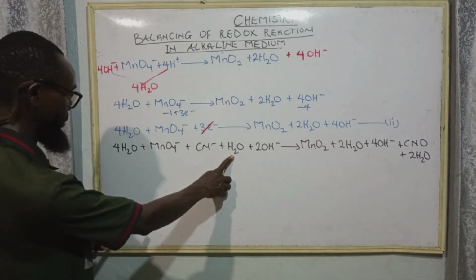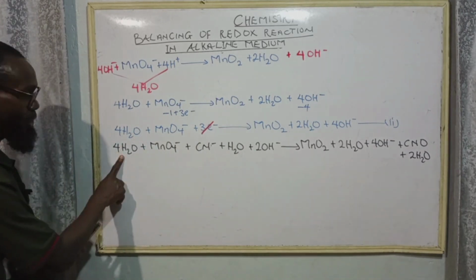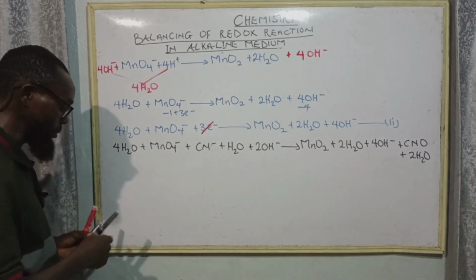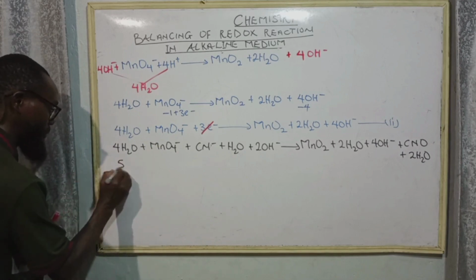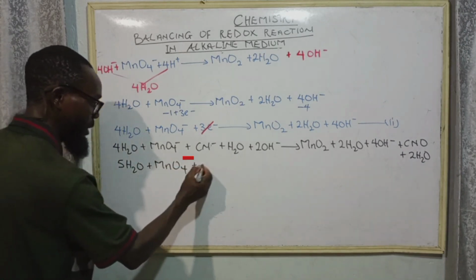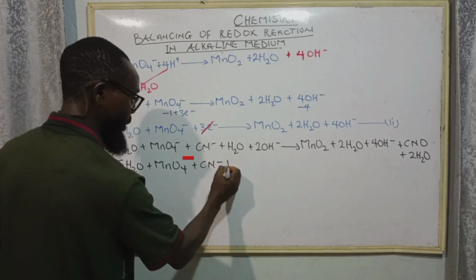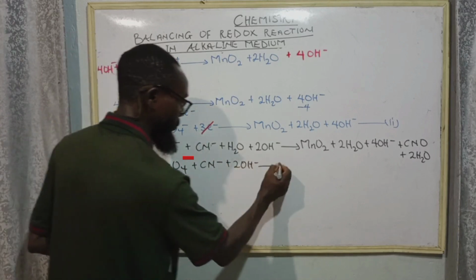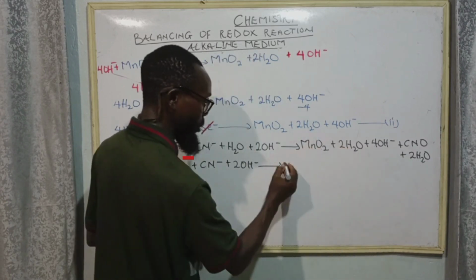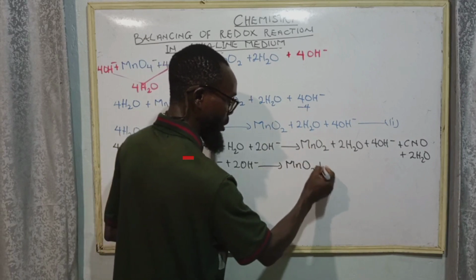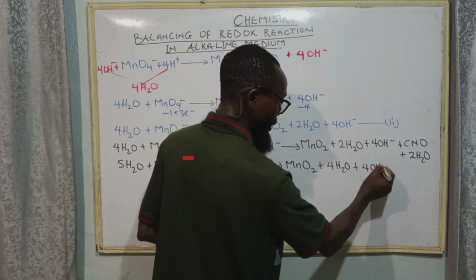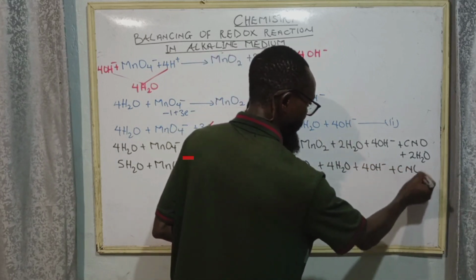I have H2O here. So 4 H2O, 1 H2O. So 4 plus 1, we have 5. So 5 H2O plus MnO4 minus plus CN minus, then plus 2OH minus to give. Now here also I have 2 H2O, 2 H2O, 2 plus 2, 4. I'm going to have MnO2 plus 4H2O plus 4OH minus plus CNO minus.